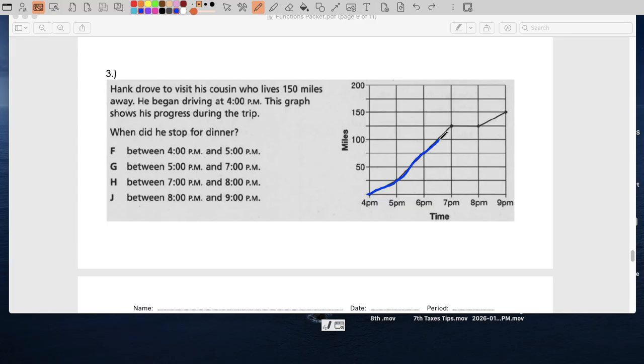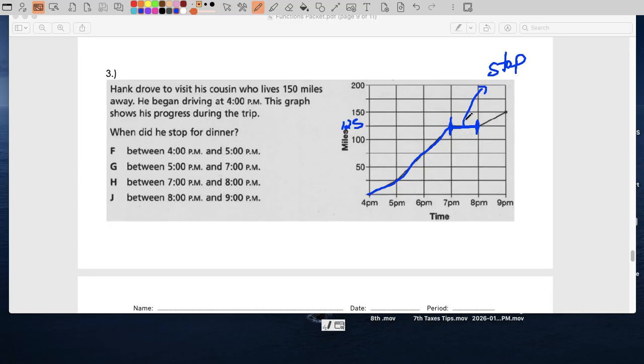He's driving. So notice that from 7 p.m. to 8 p.m., he's at 125 miles. His distance, his miles traveled, doesn't change. He's continuously at 125 miles, which means he's not driving here. He is at a stop.